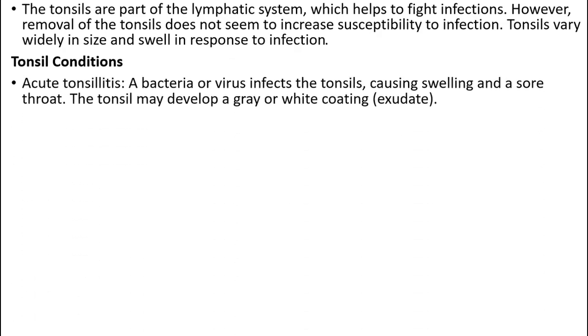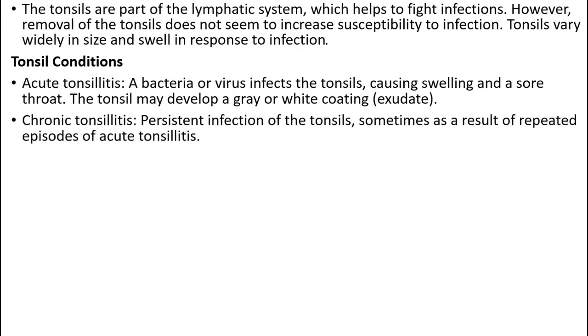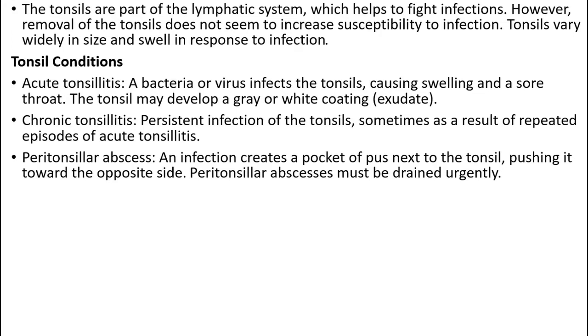The tonsil conditions or applied aspects include: the first one is acute tonsillitis. A bacteria or virus infects the tonsils, causing swelling and a sore throat. The tonsil may develop a grey or white coating. Chronic tonsillitis is a persistent infection of the tonsils, sometimes as a result of repeated episodes of acute tonsillitis. Peritonsillar abscess: an infection creates a pocket of pus next to the tonsil, pushing it toward the opposite side. A peritonsillar abscess must be drained urgently.